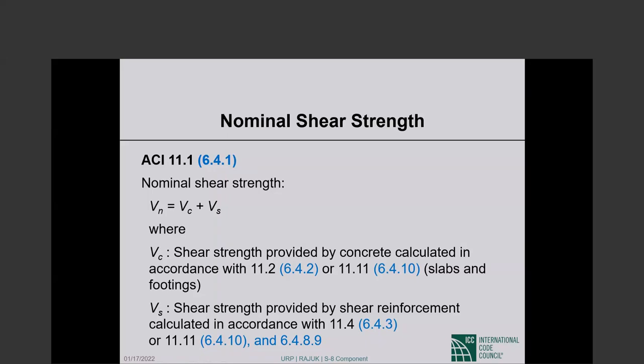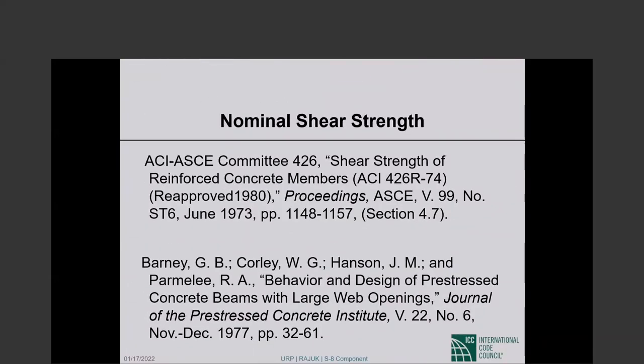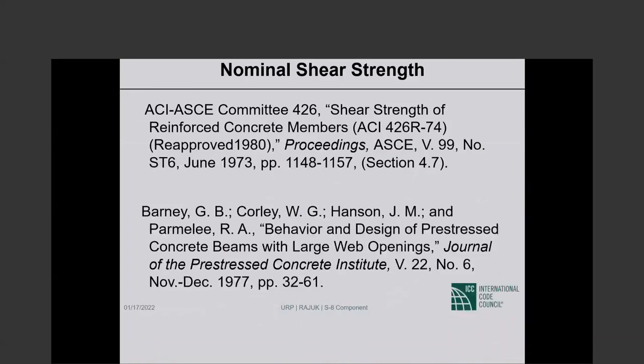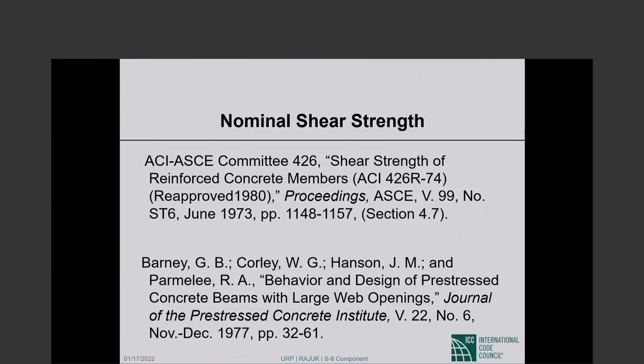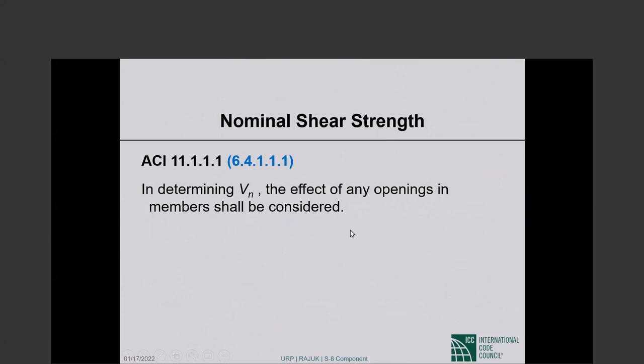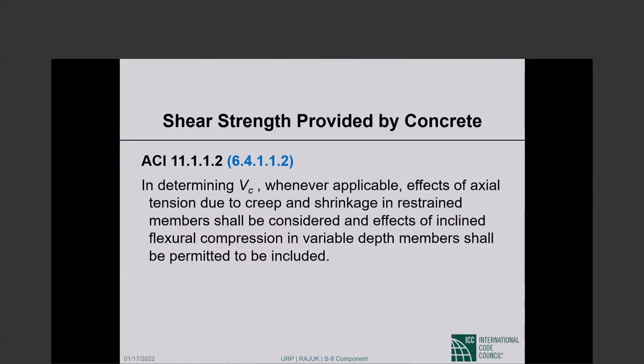V sub C is shear strength provided by concrete, calculated in accordance with section such and such. V sub S is shear strength provided by reinforcement, and we will look at that. In determining V sub N, the effect of any openings in members shall be considered. This is an important statement, but going into that will be time consuming. So I have confined myself to giving you 4 references, all of which are quite good in telling you how you may approach that problem of openings in your member when you are calculating shear strength. And I will leave it at that.